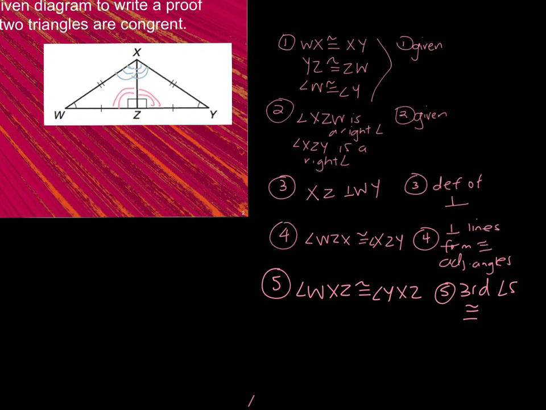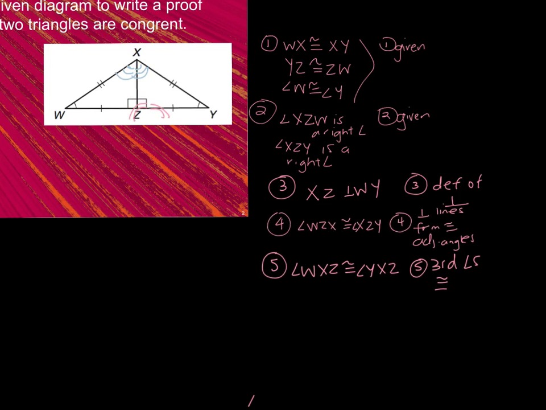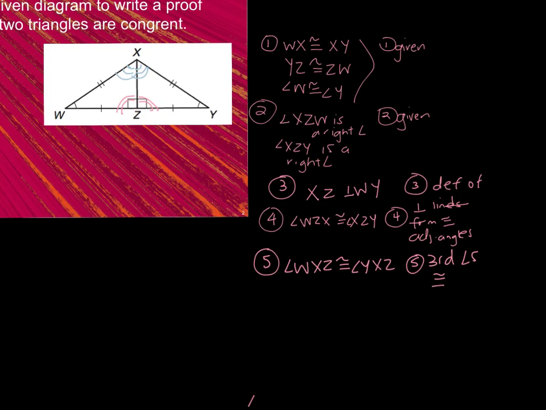How many pairs of sides do we know are congruent? 2. How many pairs of angles? 3. What am I missing? The last pair of sides, which is what? It's the one that's the same, right? We know it's going to be the same. So what's it called when we say that a side equals itself? Reflexive. And you do have to make that statement.